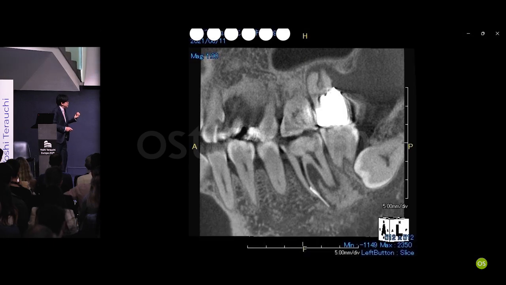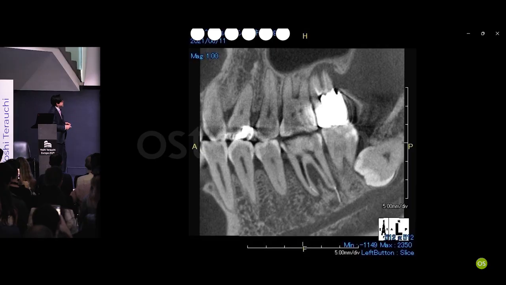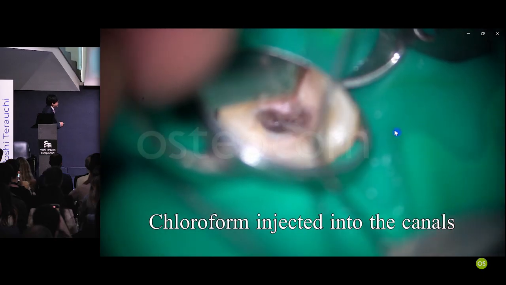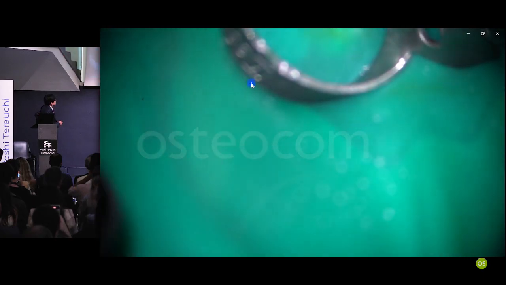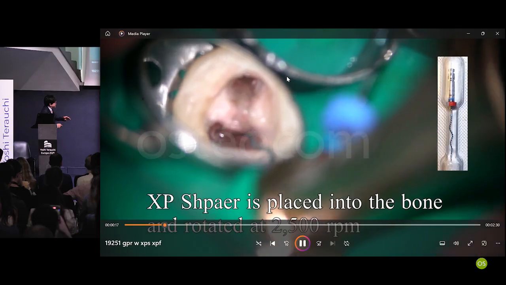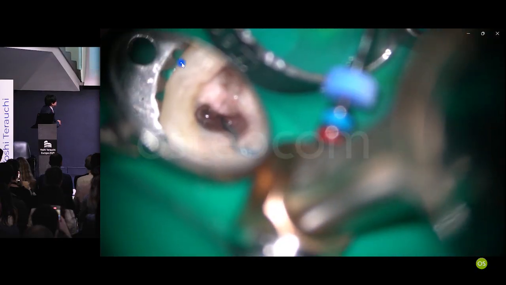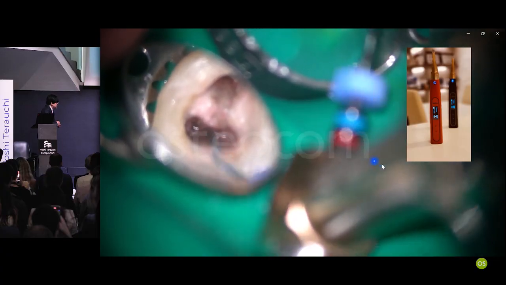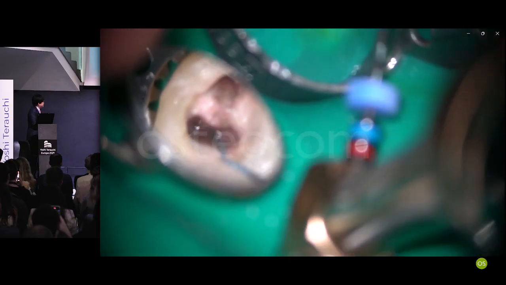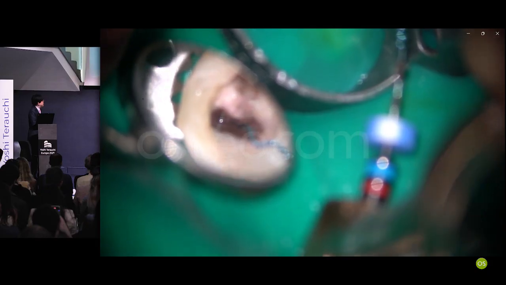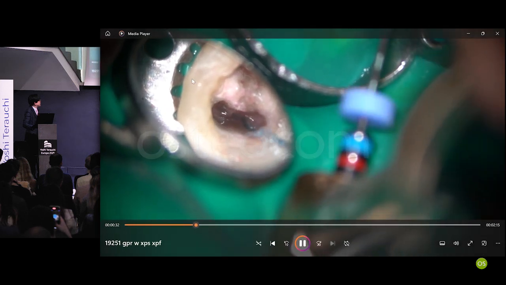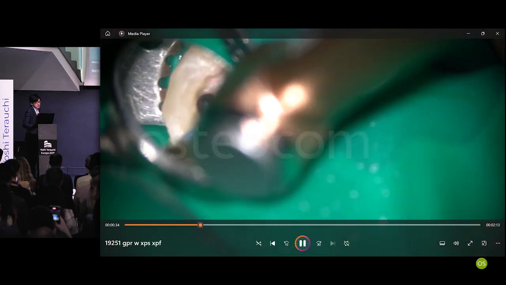I pushed chloroform into the periapical tissue, and I spun it. Chloroform used to be used as an anesthesia. Make sure you don't damage the inferior alveolar nerve. So you need to measure the length to the inferior alveolar nerve. So this is the XP shaper. I'm spinning the shaper at 2,500 RPM in the presence of chloroform. So like this.